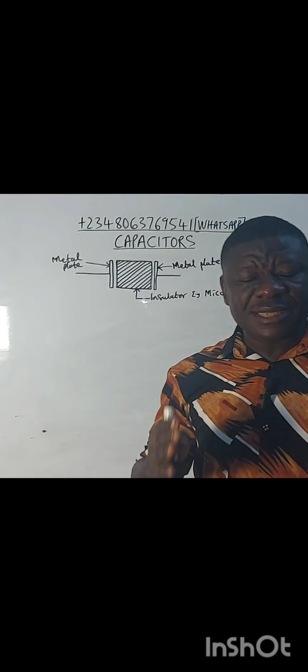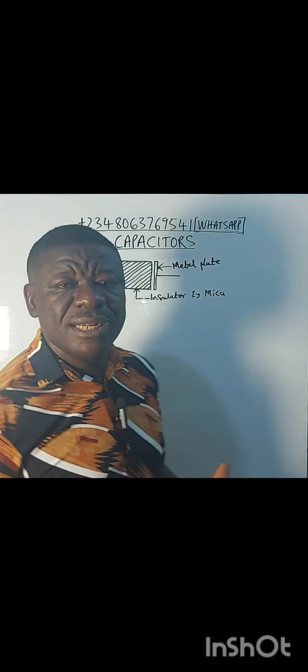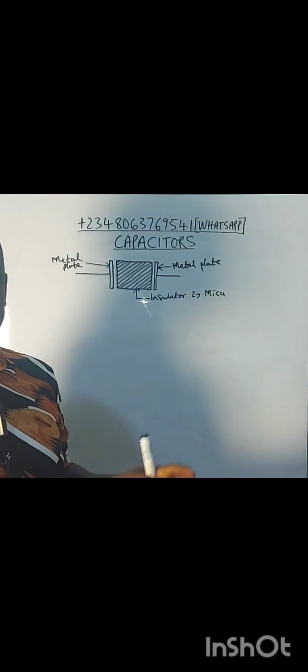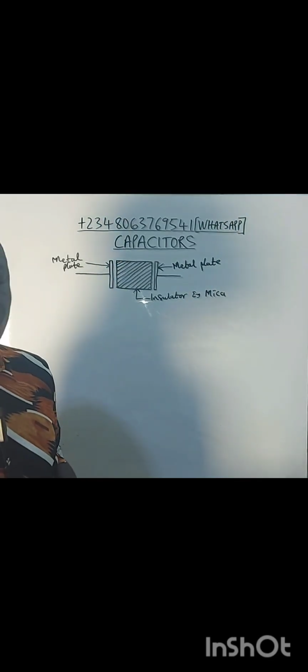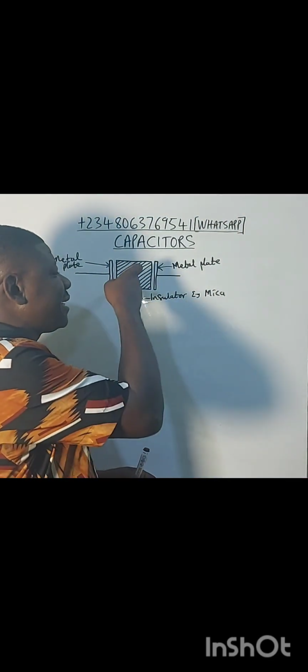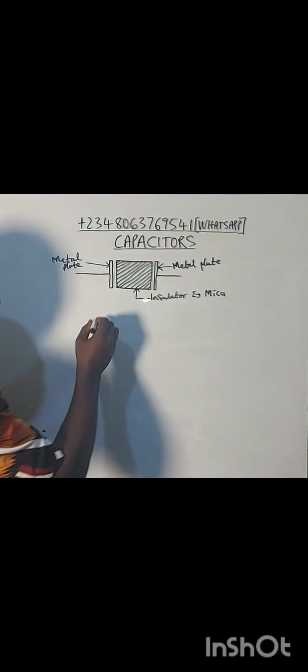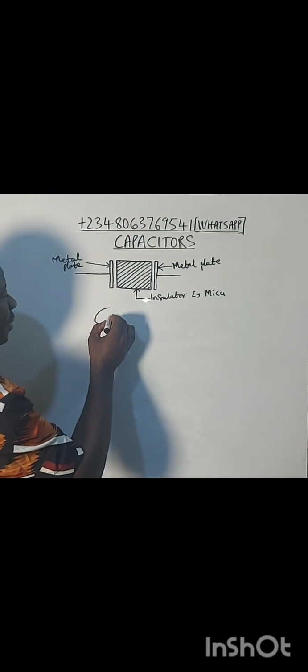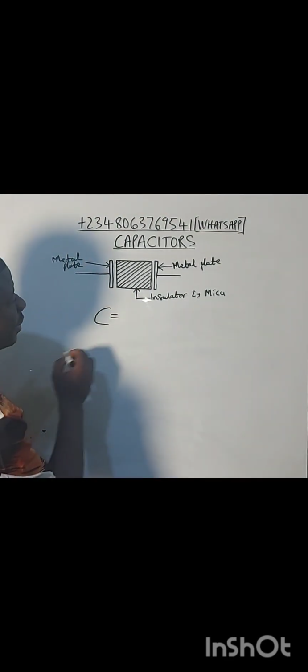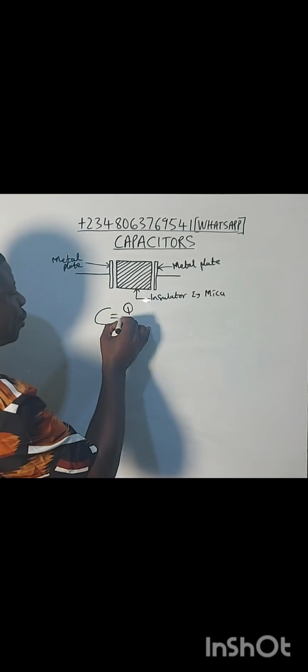Actually, a capacitor is a device that is used in storing charges. A capacitor is made up of two parallel plates and an insulator in between the plates. And the capacitance is given as Q all over V.